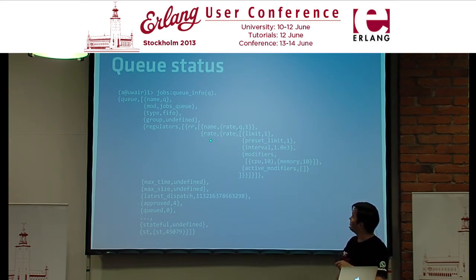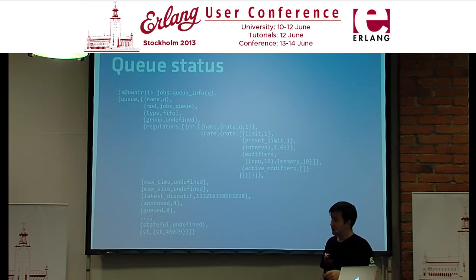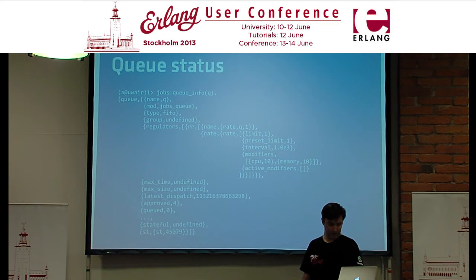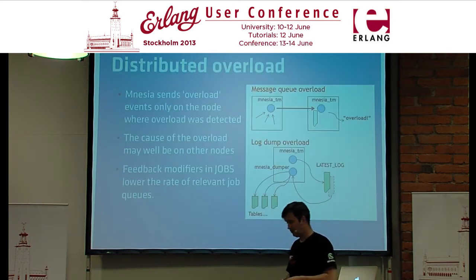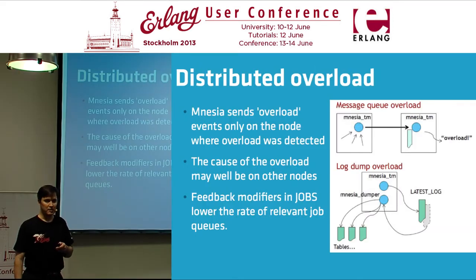This is a rate limiter or rate regulator where I have the limit and modifiers. I will get into those. The modifiers can act on feedback from load samplers. Max time and max size are undefined. And then you can also get things like latest dispatch, how many jobs have been approved, how many jobs are queued, things like that.